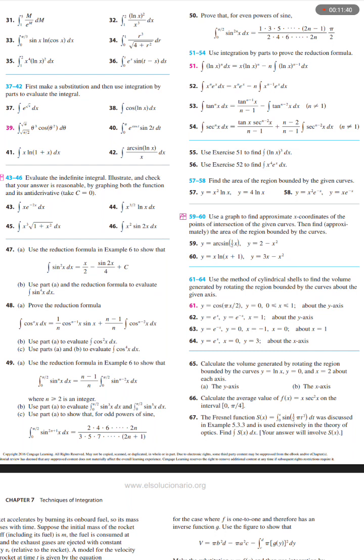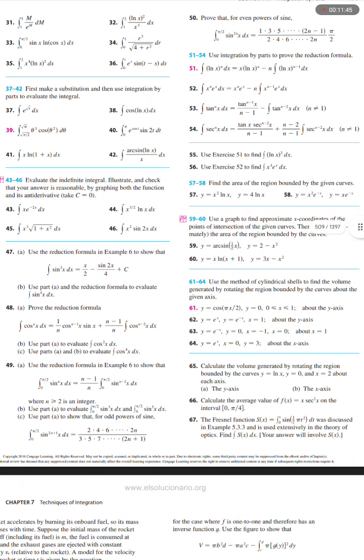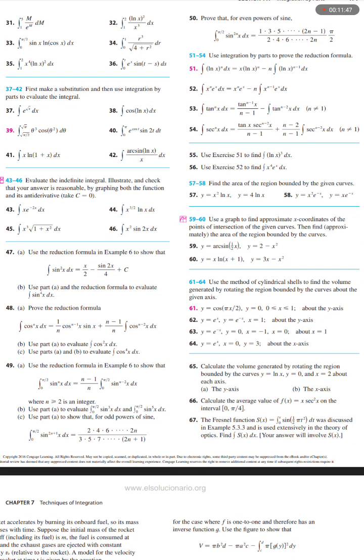Part C, use part A to show that for odd powers of sine, the integral from 0 to pi over 2 of sine to the power 2n plus 1 x dx equals 2 times 4 times 6 times ellipsis times 2n over 3 times 5 times 7 times ellipsis times open 2n plus 1 close.